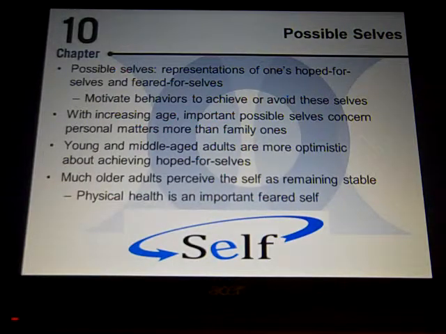Then we have possible selves. Possible selves are representations of one's hoped for selves and feared for selves. In your book, we'll talk about these as well. Motivate behaviors to achieve or avoid these selves. With increasing age, important possible selves concern personal matters more than family matters. Young and middle-aged adults are more optimistic about achieving their hoped-for selves because there's still time.